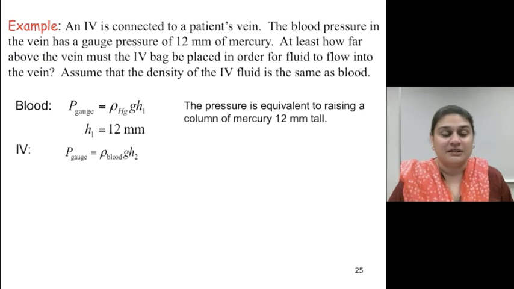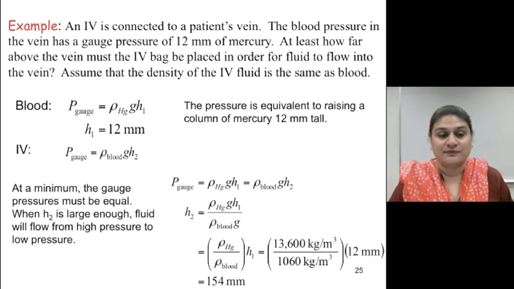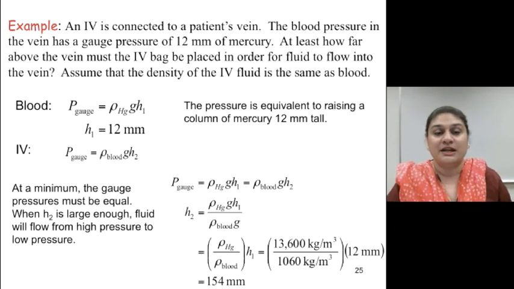For the IV, gauge pressure is going to be rho of blood g h. So at the minimum, the gauge pressures must be equal in both cases. When h2 is large enough, fluid will flow from high pressure to low pressure. So P gauge in both of these cases should be equal. So I'm going to put rho of mercury g h1 equals rho of blood g h2.